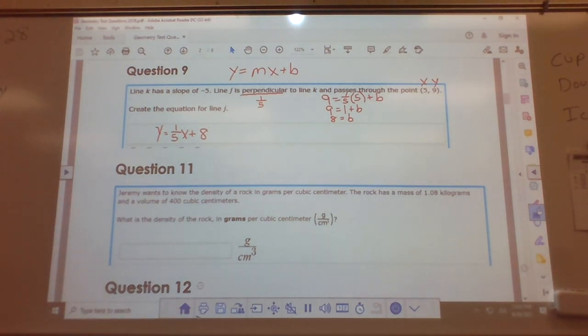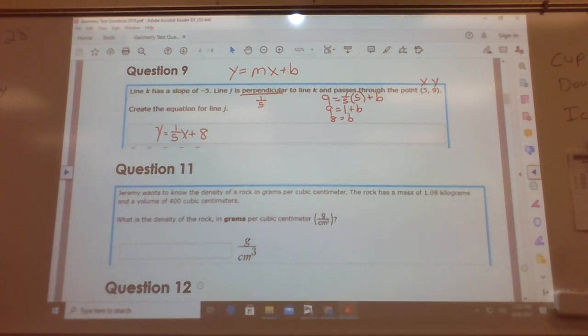Now, like I said, it's been a while since you've done that. In fact, this is one of the things I'm planning on doing after the test because it's still part of our curriculum, even though I didn't get to it. And it's something that you'll definitely use in Algebra 2, because you are definitely going to do equations of lines in Algebra 2.